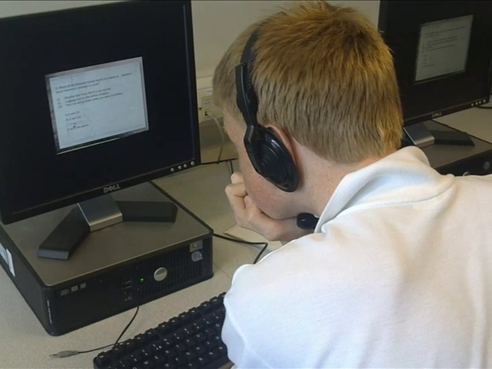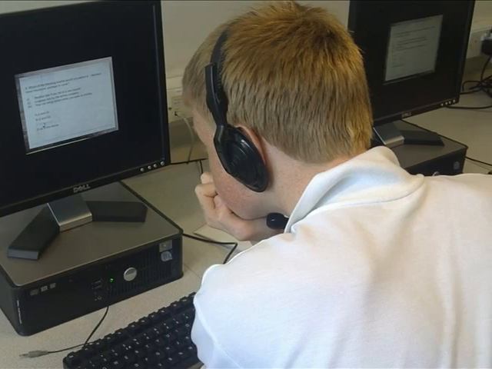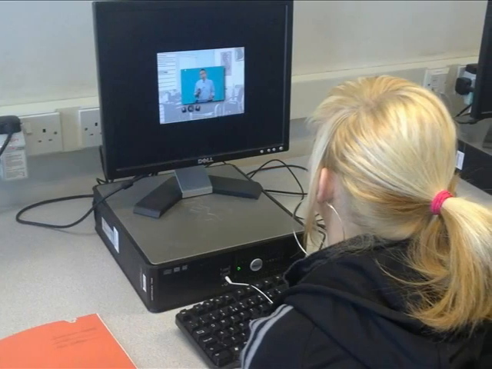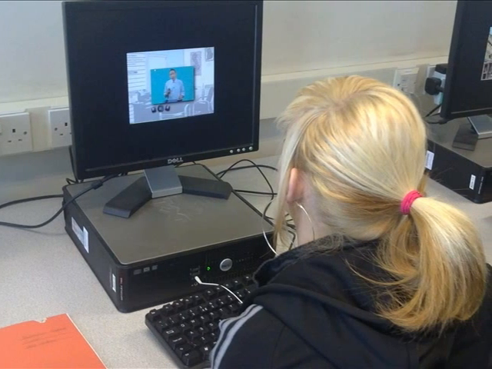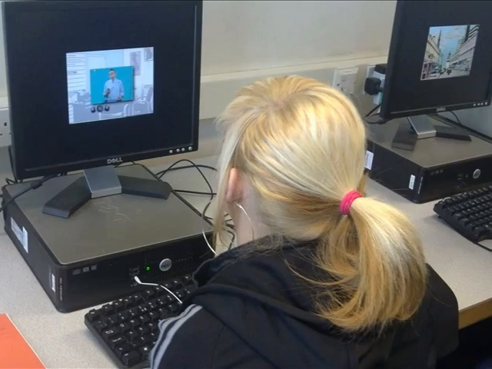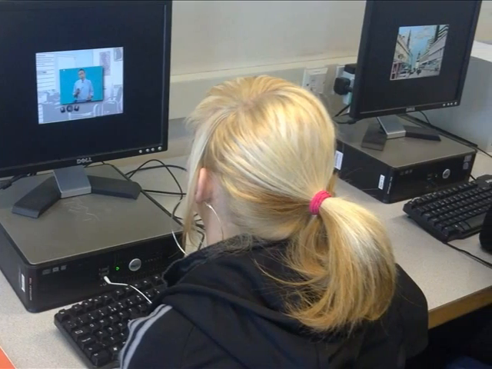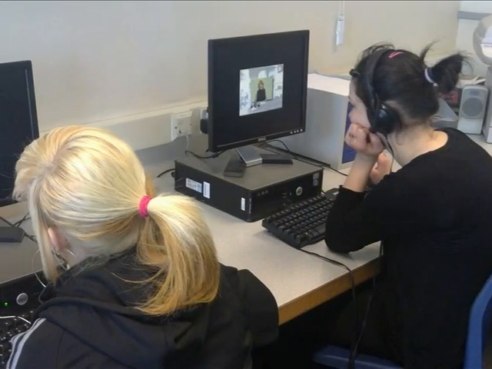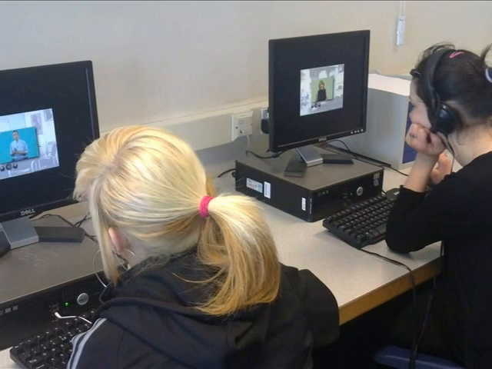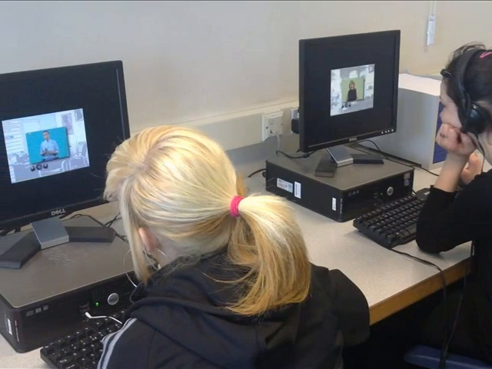One of the benefits of this package is the fact that it's not all reading. A lot of the information that they're given is orally through conversations that they will have with video clips on screen. The pupils normally wear headphones when they're using this resource so that they can listen to what people are telling them and try and understand the information. There are tests at the end.